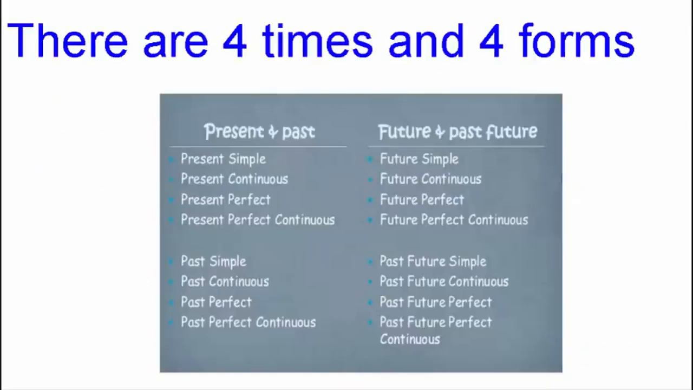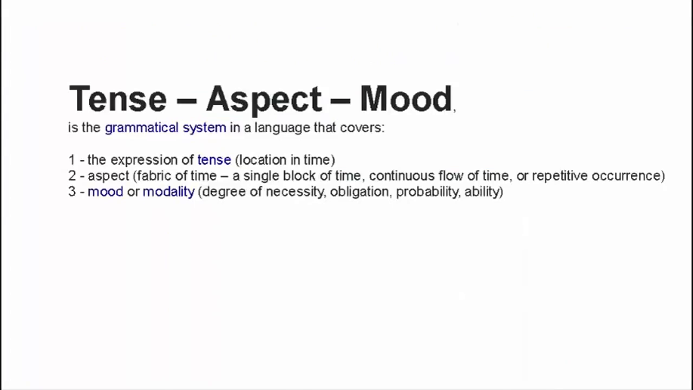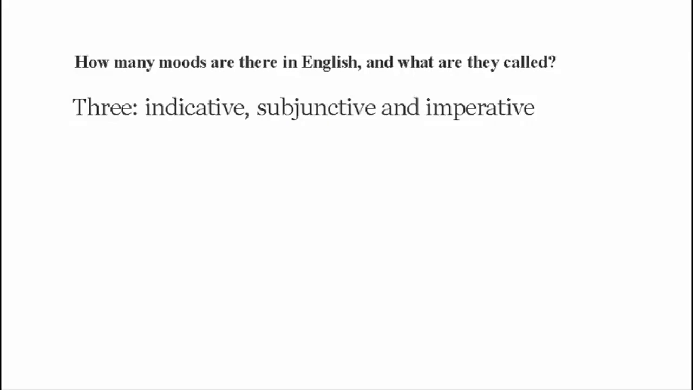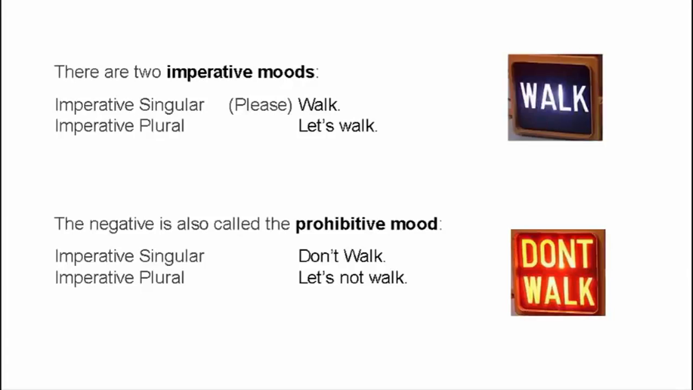Grammar in English, we have 4 times and 4 forms of grammar. That's 16 different types. Besides the grammar tense, we also have aspect and mood. But today I care about mood. What is mood? There are many moods in English. The indicative, the subjunctive, and the imperative. And today I want to talk about the imperative. There are 2 imperative moods.